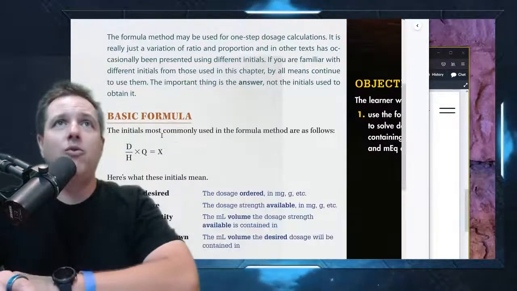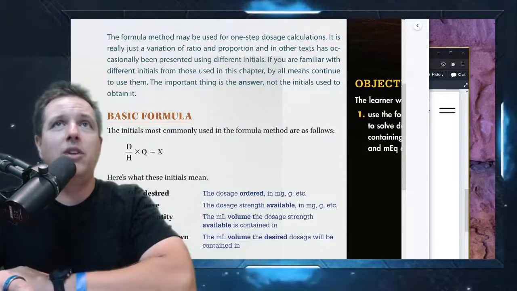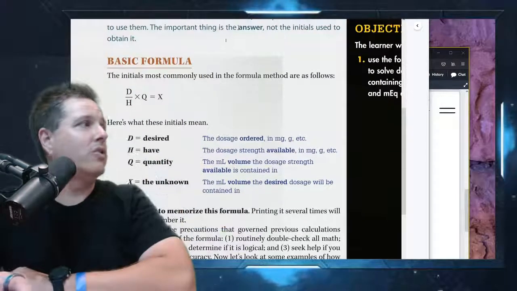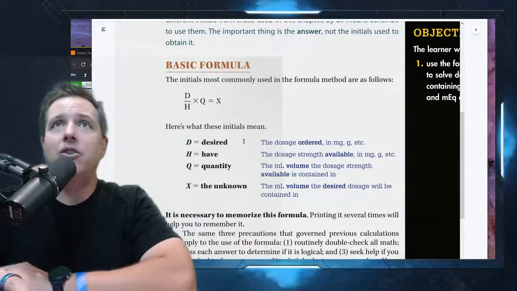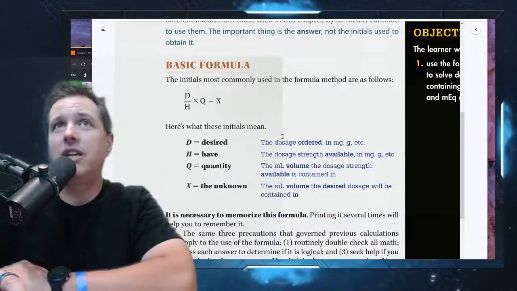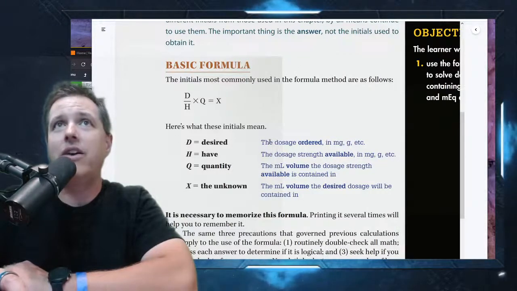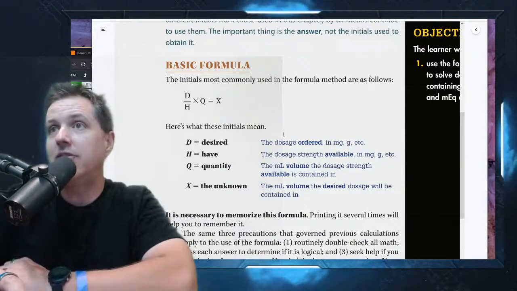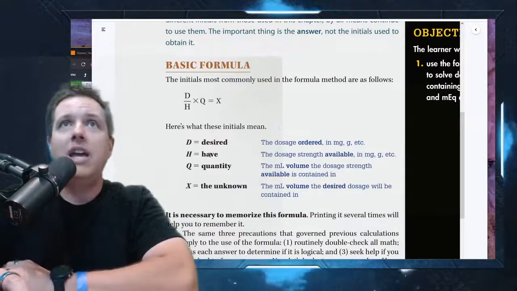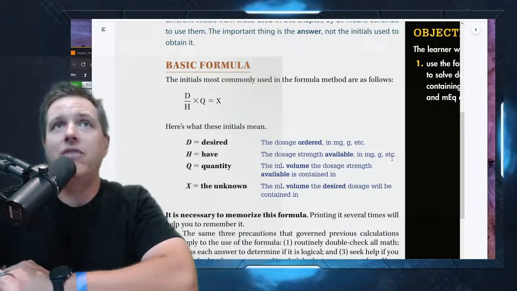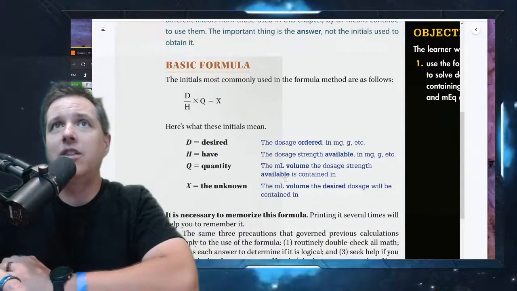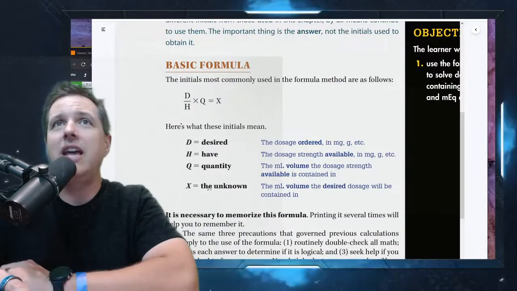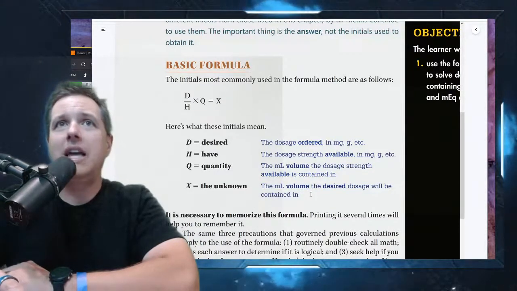So we've got the basic formula, which says the initials most commonly used in the formula method are as follows. D is the desired dosage, so that's whatever you've been ordered to give. That's what D is for, desire. There's some desire to give a specific dosage, right? H is what you have, so that's the strength available. Q is the quantity, so the milliliter volume the dosage strength available is contained in, and then X is the unknown, the milliliter volume the desired dosage will be contained in.